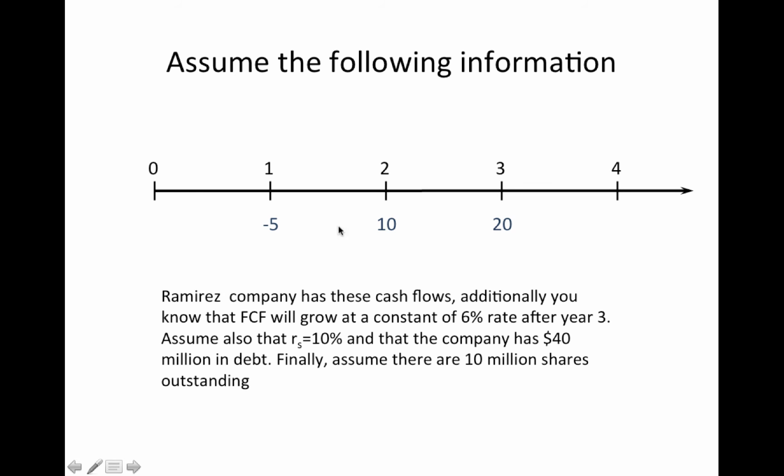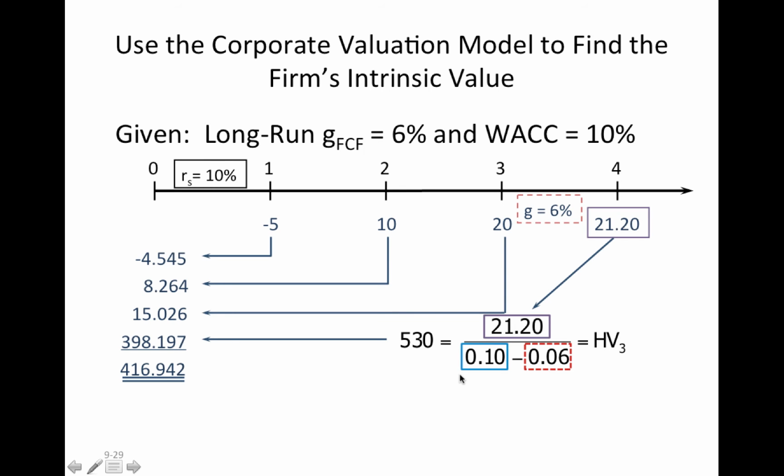Ramirez company has these cash flows: -5, 10 and 20, and we said that after year 3 there's going to be a 6% rate of growth. We're going to assume that Rs or WACC is 10%. The company has $40 million in debt and there are 10 million shares outstanding. First thing we need to do is, well, let's calculate the value of the whole company.